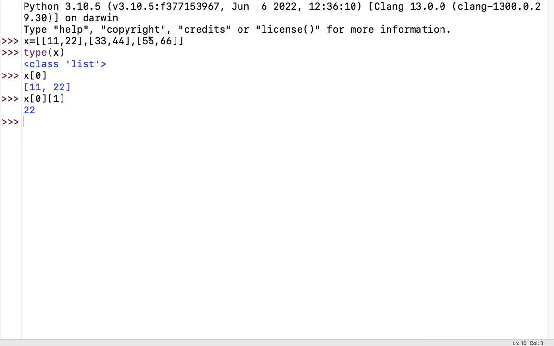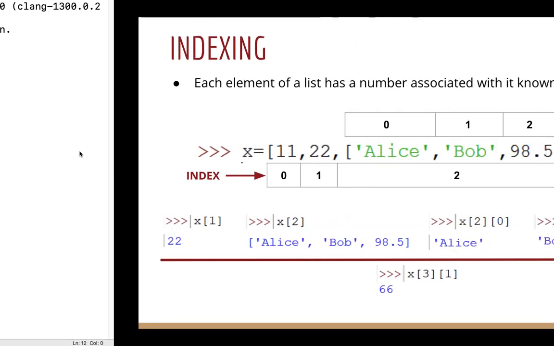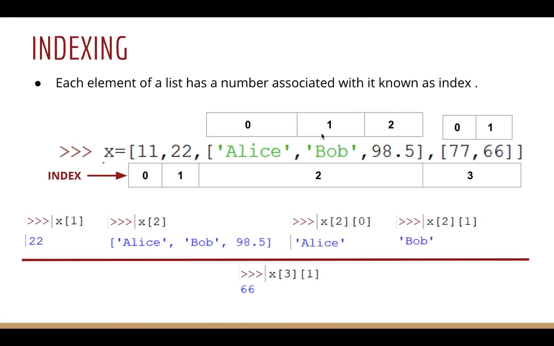Now, if I need to access 55, then how to do that? At first, I'll access the main index, which is x[2]. So, I'll be writing 2 here, and within 2, I want to access the first index, that is the 0th index. So, I'll be writing here x[2][0], which will give me the value as 55. So, in this way, I access the elements of a nested list.